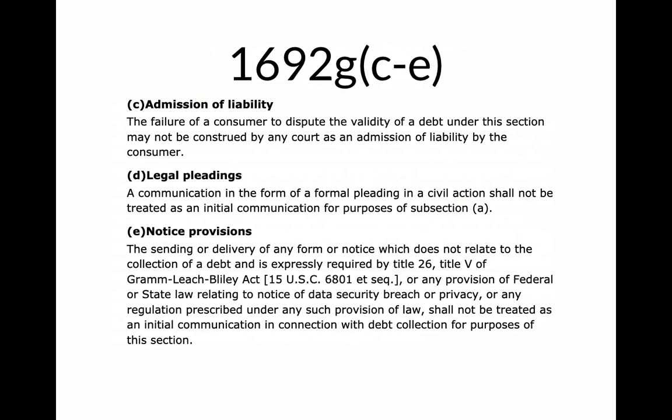So this says the sending or delivery of any form or notice which does not relate to the collection of debt and is expressly required by the Gramm-Leach-Bliley Act, or any provision of federal or state law relating to notice of data security breach or privacy, or any regulation, shall not be treated as an initial communication in connection with debt collection. So it's just the idea that we're not going to put the debt collector in this bad spot where by following one law, they're violating another. And we're not going to treat that as initial communication that would then trigger this requirement. Remember, within 5 days of the initial communication, they have to do 1692g. Well, they don't have to do that. And most courts say if you write and dispute within that 30 days, in other words, you request validation, they can still send this type of stuff.